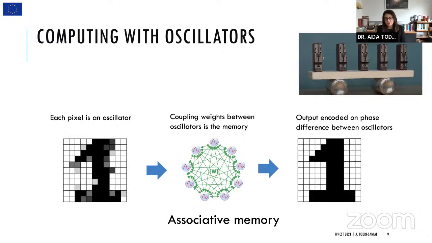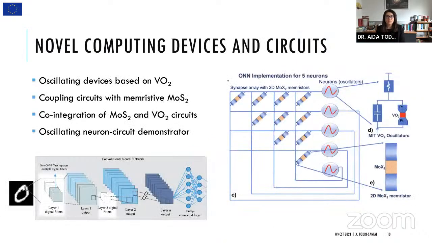So this is the concept of how we compute with oscillators. Further, we are also developing, so I'll talk a little bit about the VO2 devices and also the memristive devices based on 2D materials. The idea is to use such an architecture, for example, to see what its added value would be if you were to explore it in convolutional neural network architectures. Because this can provide low power filtering applications.